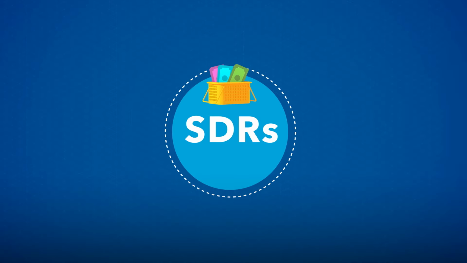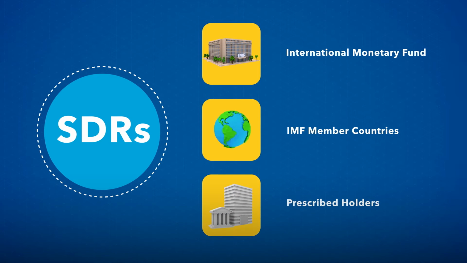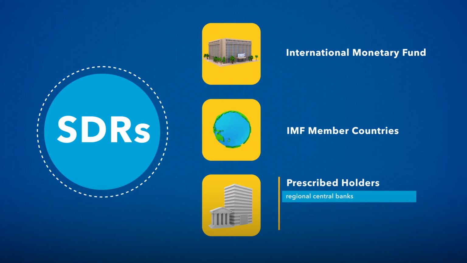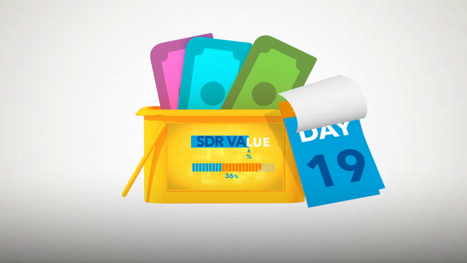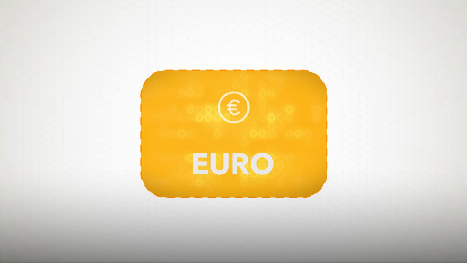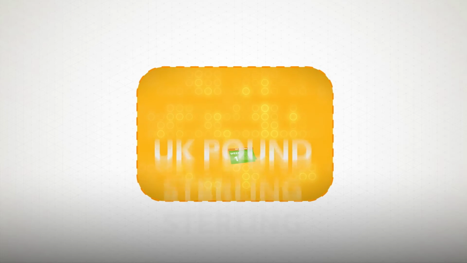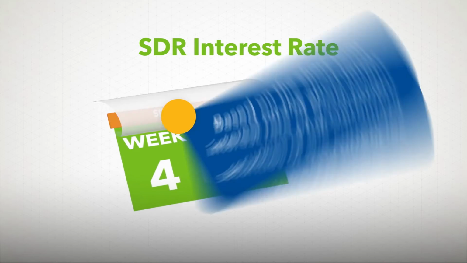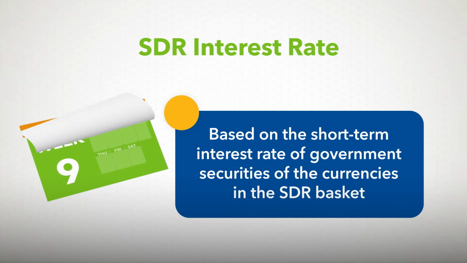Only certain parties can hold SDRs: the IMF, its member countries, and certain prescribed holders, such as regional central banks, intergovernmental monetary institutions, and some development banks. The value of the SDR is updated daily and defined by a basket of major currencies used in the world's most important trading and financial systems: the US dollar, the euro, the Chinese renminbi, the Japanese yen, and the UK pound sterling. The SDR's interest rate is adjusted weekly based on the short-term interest rate of government securities of the currencies in the SDR basket.